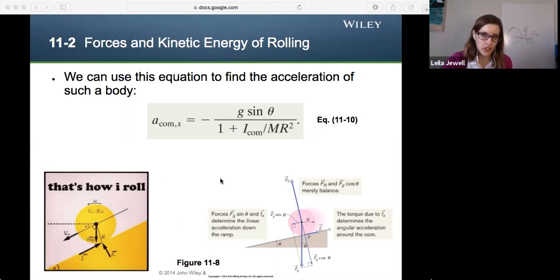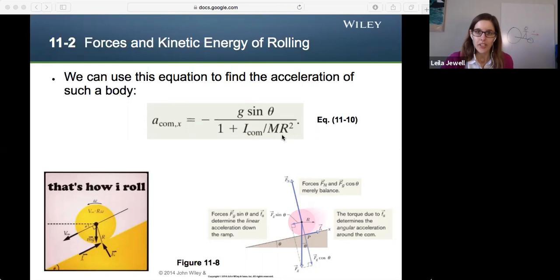We notice it's actually very similar to our sliding down a ramp acceleration that we got when we did the lab, week 3 or 4. We saw that the acceleration was just g sine theta. So g sine theta divided by 1 was what we got for sliding. Now that we're rolling, we have this extra term of I divided by m r squared. And that accounts for the additional energy that goes into getting it moving, getting it rotating.